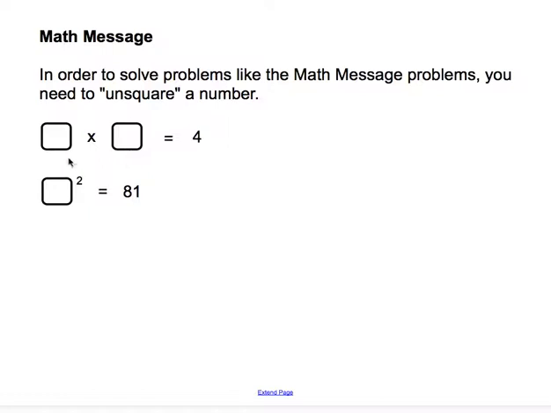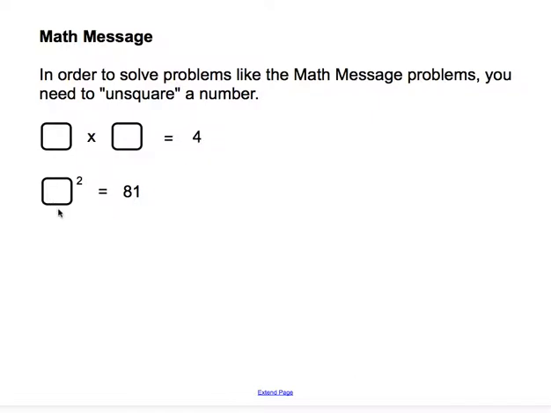Now, if we were to think of this box as a variable, we might say n, because n stands for some number, we don't know yet what it is. N times n equals 4. Now, n is being used twice in the same number sentence. N has to have the same value both times it's used. So we need a number times that same number that equals 4. When you work to figure that out, you are unsquaring the number 4.